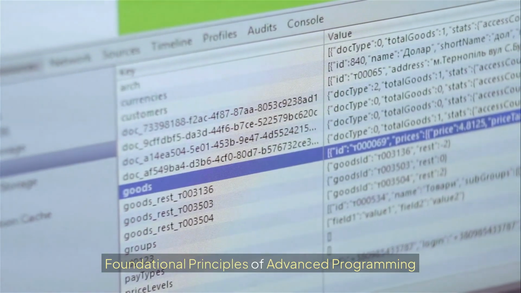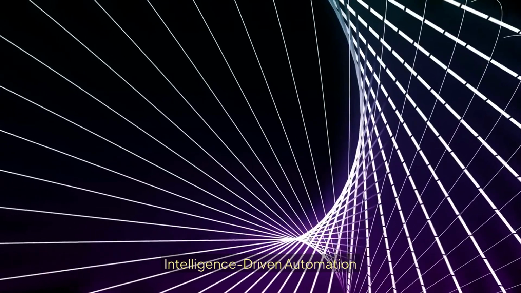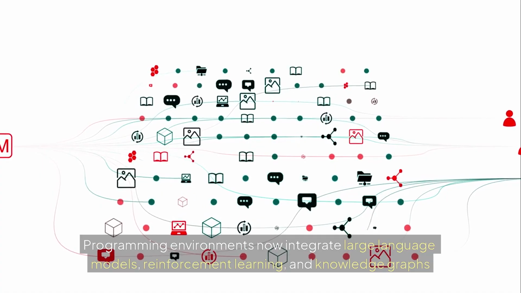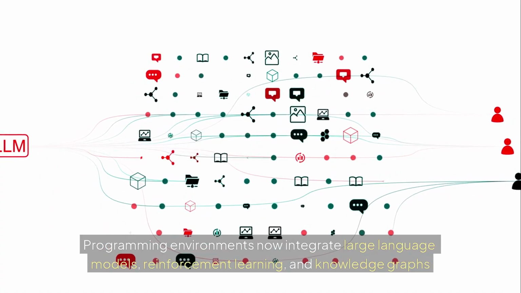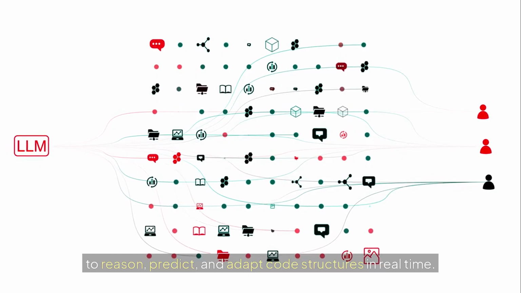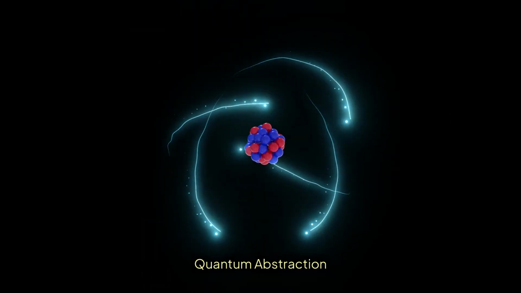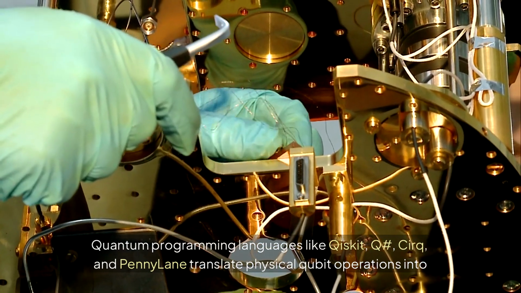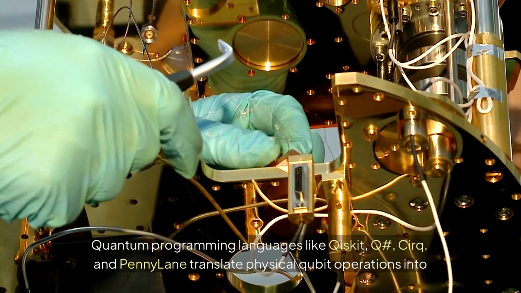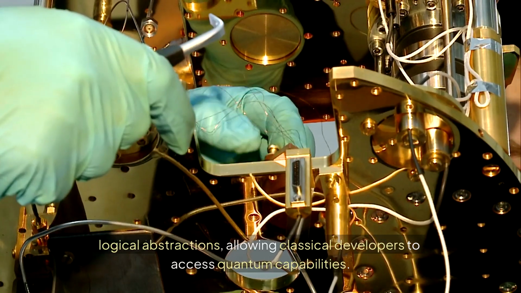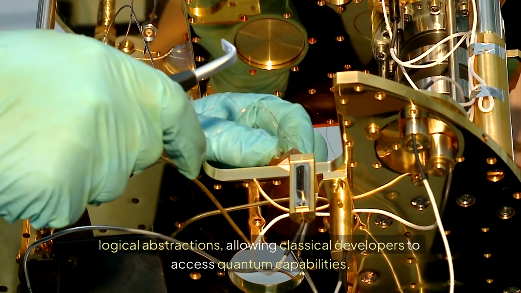Foundational principles of advanced programming: intelligence-driven automation. Programming environments now integrate large language models, reinforcement learning, and knowledge graphs to reason, predict, and adapt code structures in real time. Quantum abstraction. Quantum programming languages like Qiskit, Q#, Cirq, and PennyLane translate physical qubit operations into logical abstractions, allowing classical developers to access quantum capabilities.